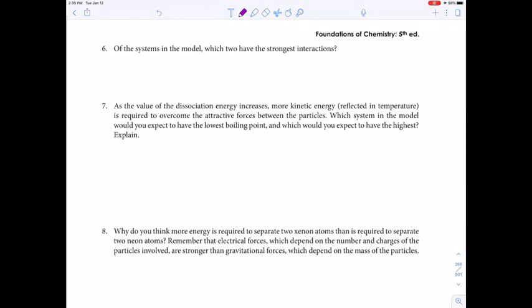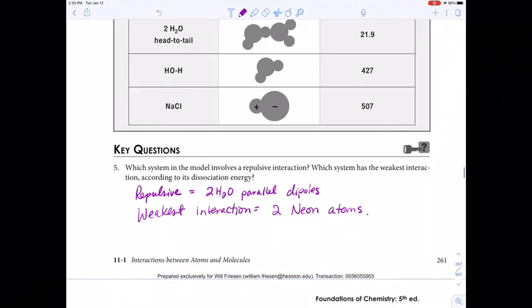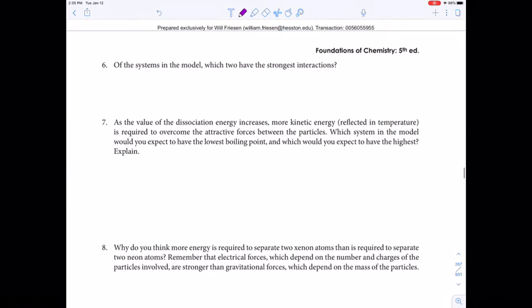Of the systems in the model, which two have the strongest interactions? Okay, so I want you to hit pause and flip back here and answer which ones have the strongest interactions. Okay, we should say the second strongest one is this bond right here. And the next one would be the sodium chloride, because it's clear at the bottom. So these are the strongest.